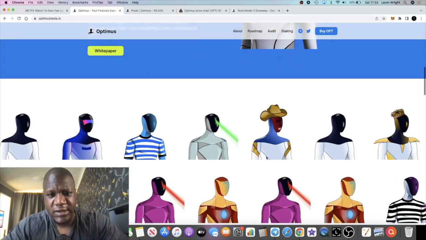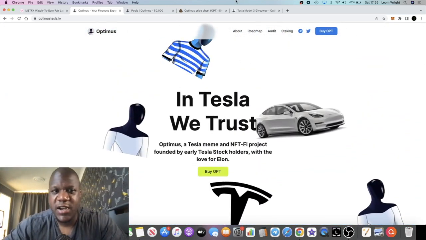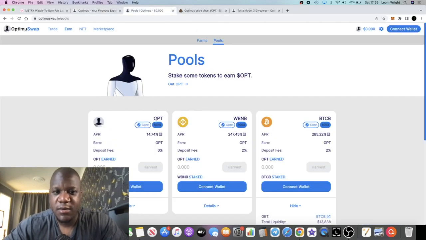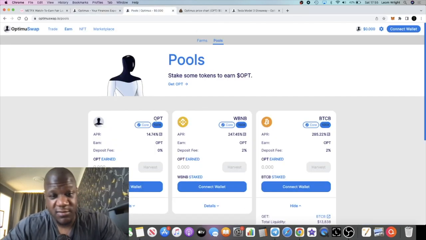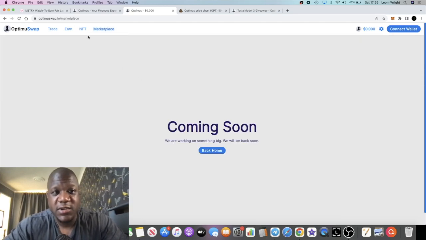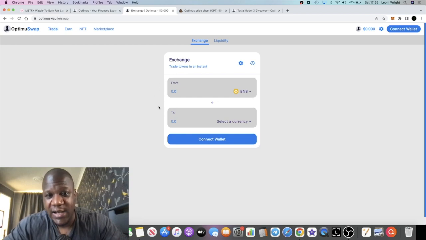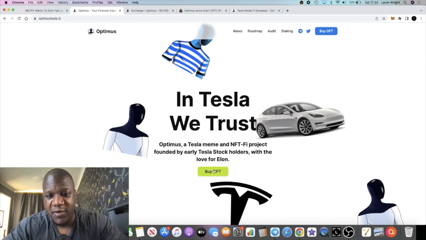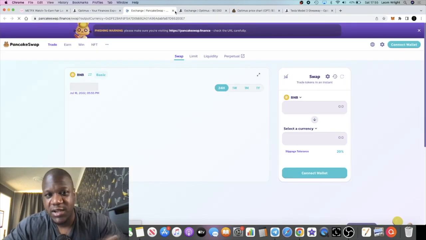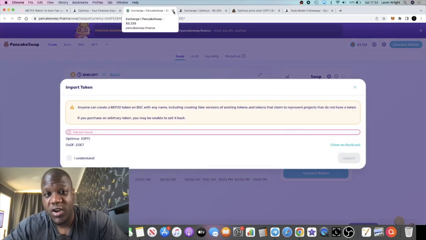So this is for Tesla fans, Elon Musk fans, and it's also for crypto investors, right? You can stake your tokens. They've got a marketplace, which is coming soon. Right now it's just a farming utility, staking, and so on. You can also trade using their dApp. You can actually buy your tokens on here. There is a button if you buy OPT, it will take you straight over to PancakeSwap, and you can just import the token and buy the token right there as well.